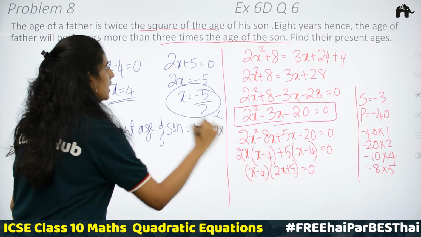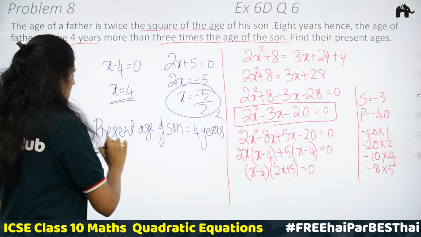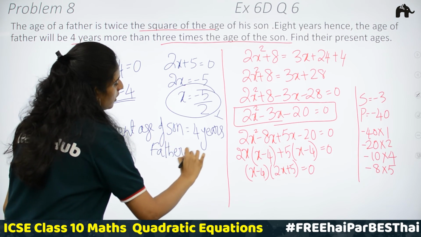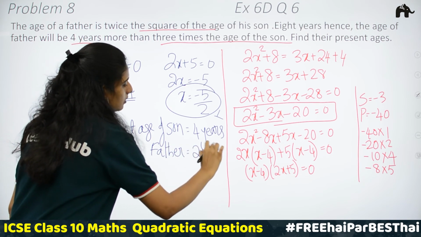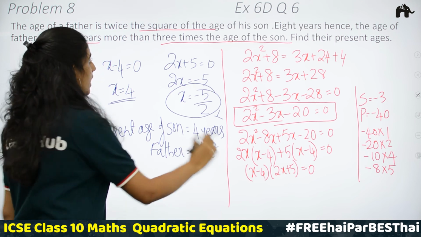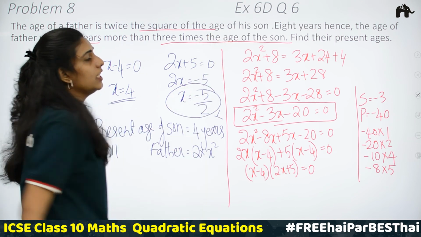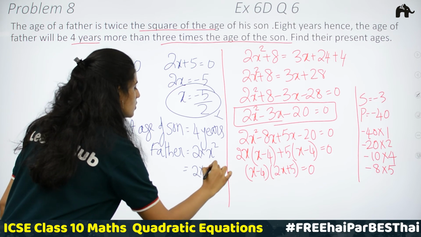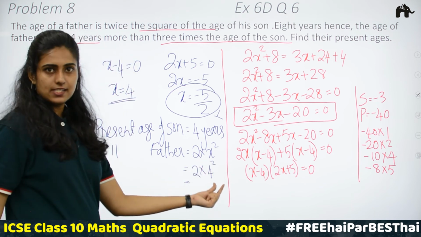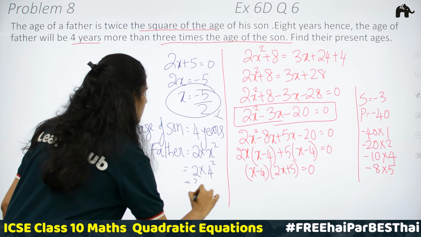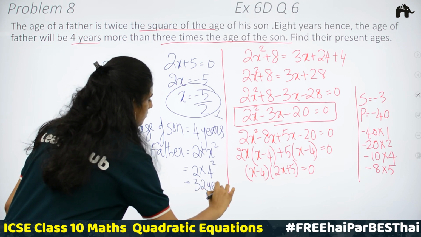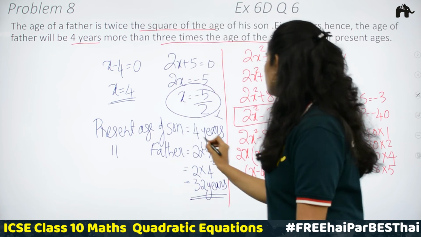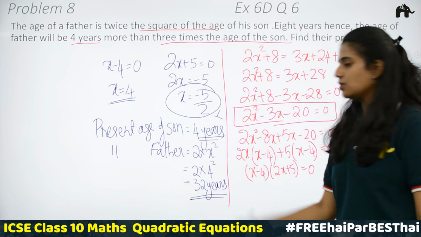What is the present age of father? Present age of father will be equal to 2 into x square. Yes, twice the square of the age of son. That is equal to 2 into 4 square. 4 square is 16. 16 into 2, 32 years. Present age of son is 4 years and present age of father is 32 years.